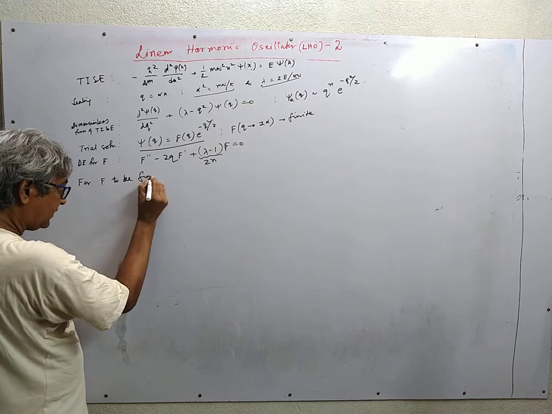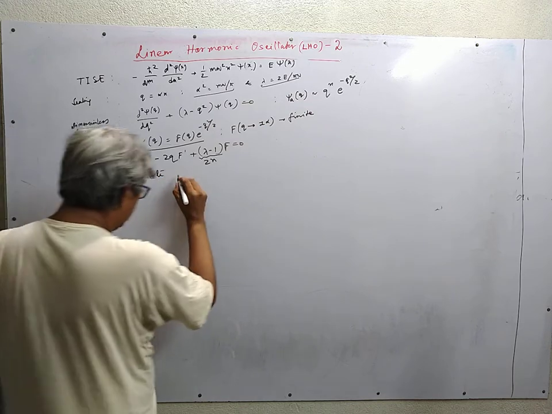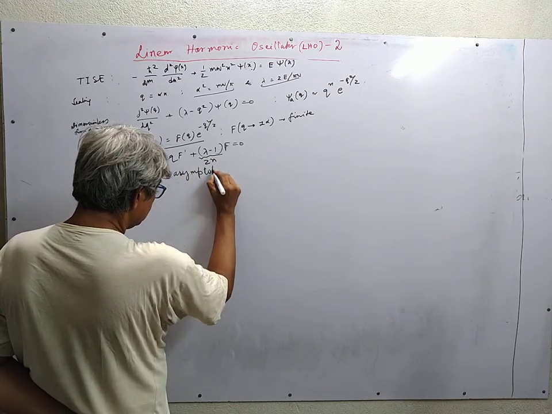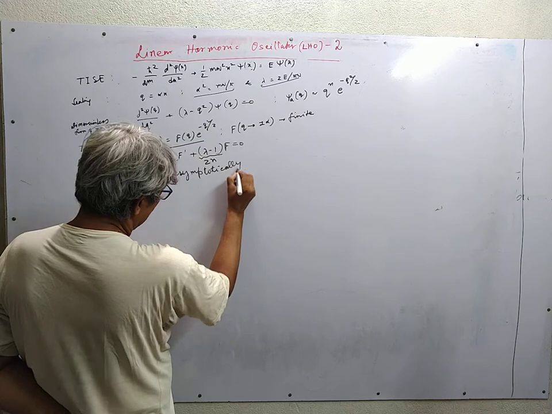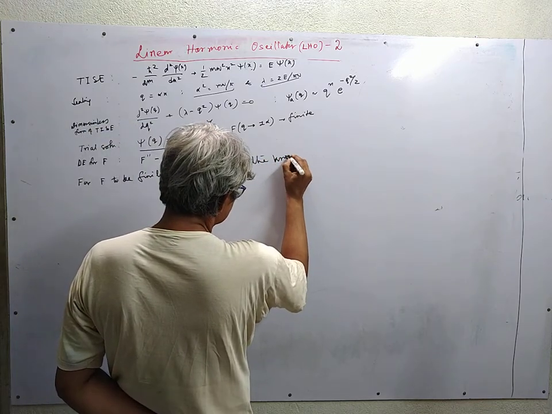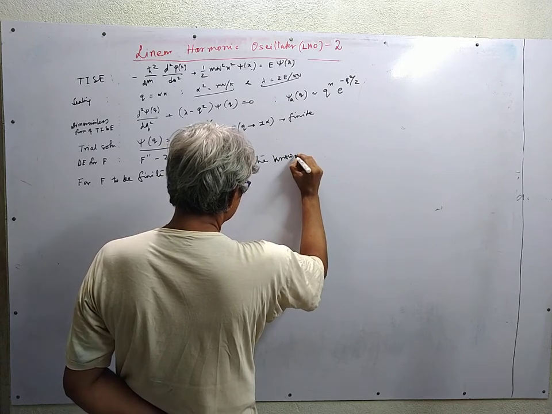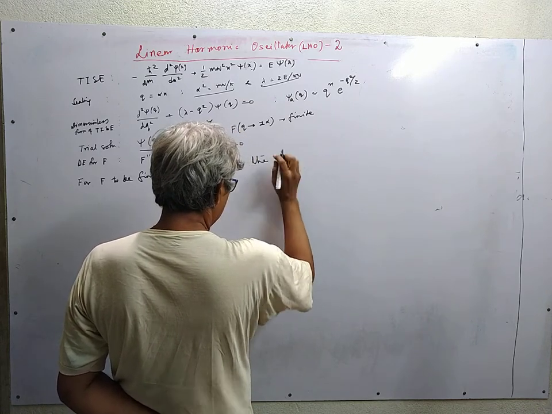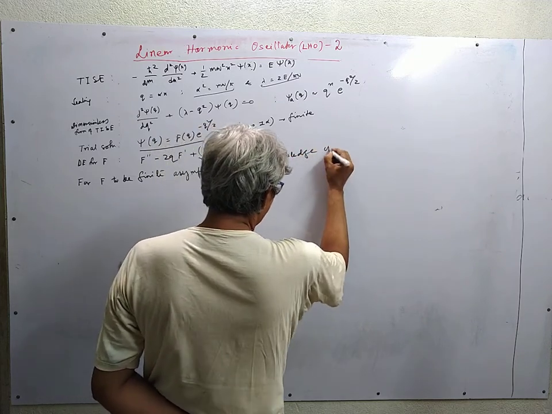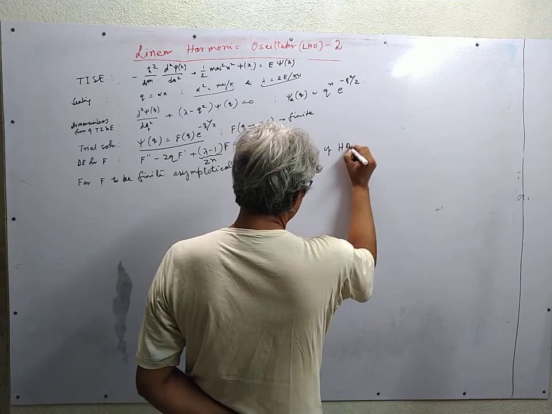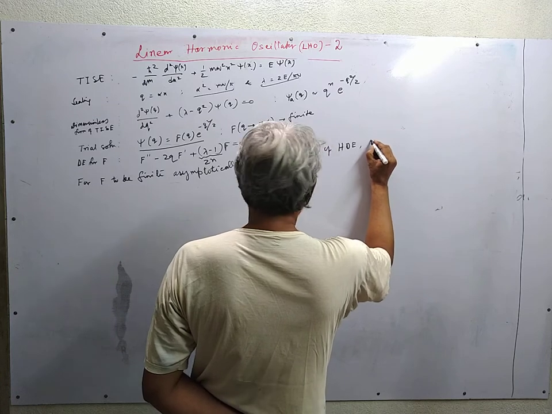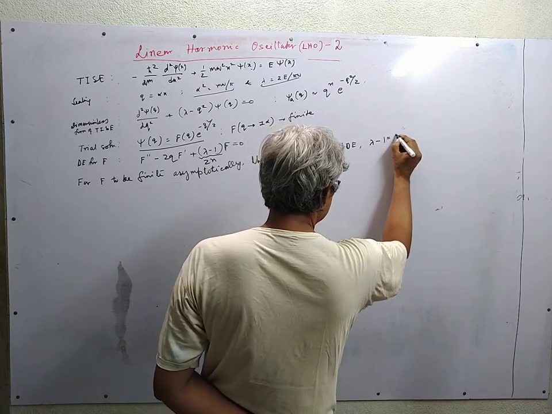to be finite asymptotically. The knowledge of the Hermite differential equation suggests that lambda minus 1 is equal to 2n.